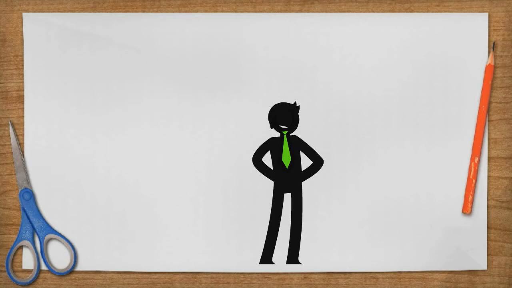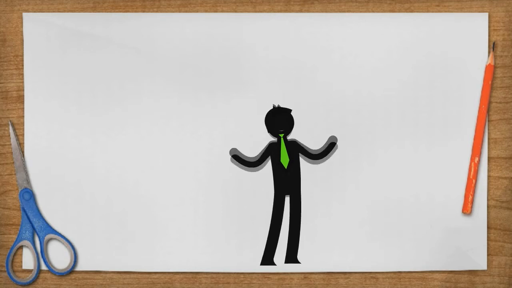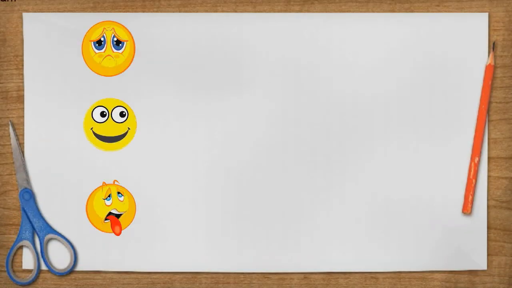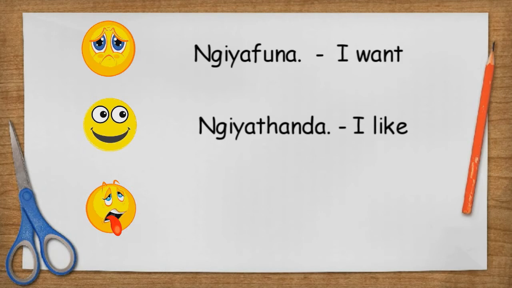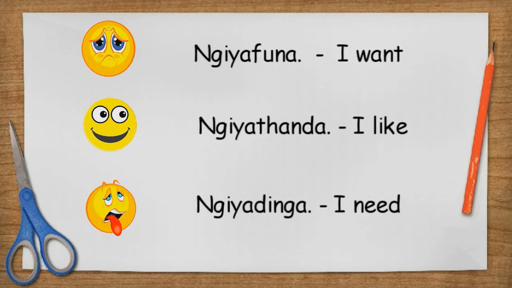Today, we're learning some new verbs. Are you ready, kids? Yeah! In isiZulu, we use ngiyafuna to say I want, ngiyathanda to say I like, and ngiyadinga to say I need.